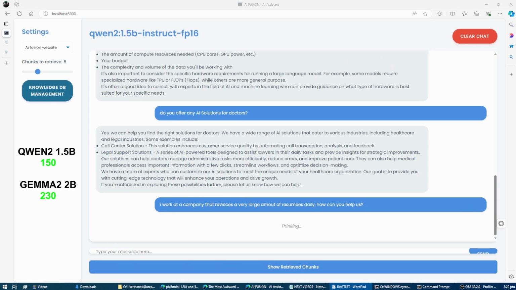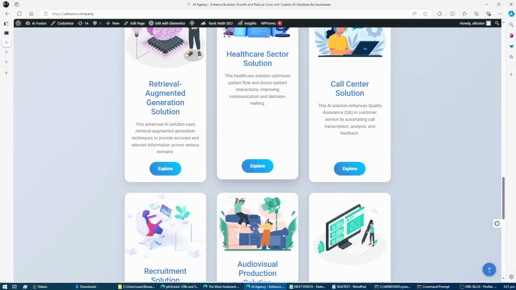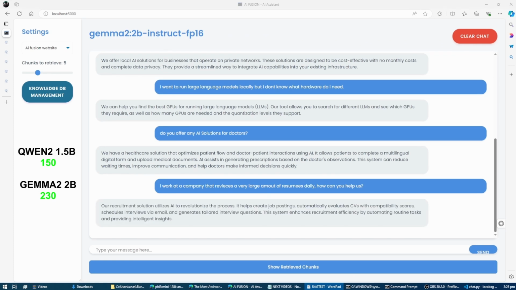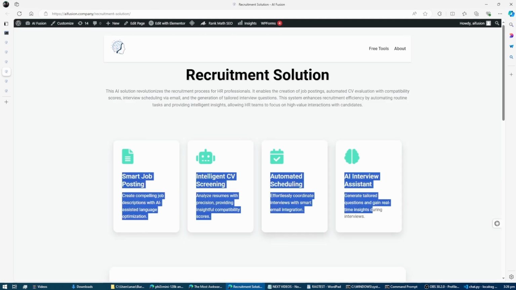For the next question, I work at a company that receives a large number of resumes daily. How can you help us? Qwen 2 provides an accurate response, mentioning our AI solution for recruitment. It earns full points for this answer. Gemma 2 also delivers the correct information, highlighting our recruitment solution. So, both models perform well on this question.